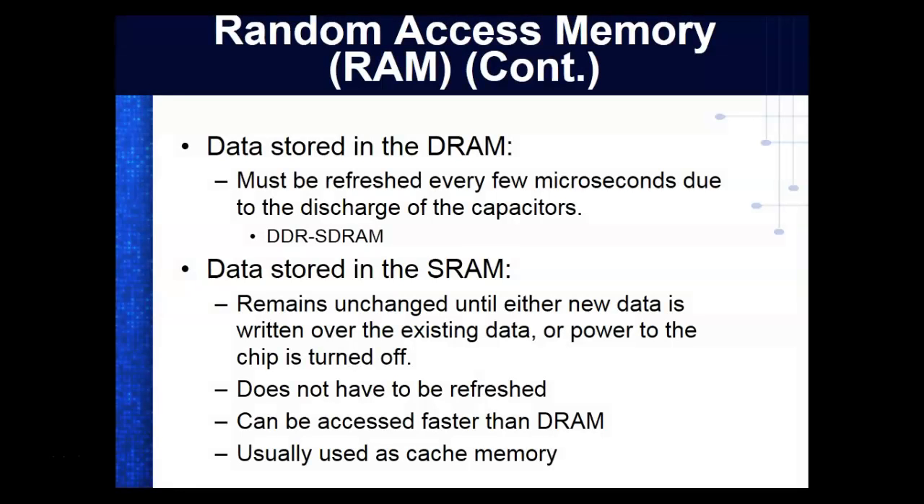Data stored in RAM must be refreshed every few microseconds due to the discharge of the capacitor. So we have DDR, right? Data stored in SRAM remains unchanged until either new data is written or power is shut off. So the cache inside the processor is SRAM. It does not have to be refreshed, can be accessed faster than DRAM, and is usually used in today's computers as cache.